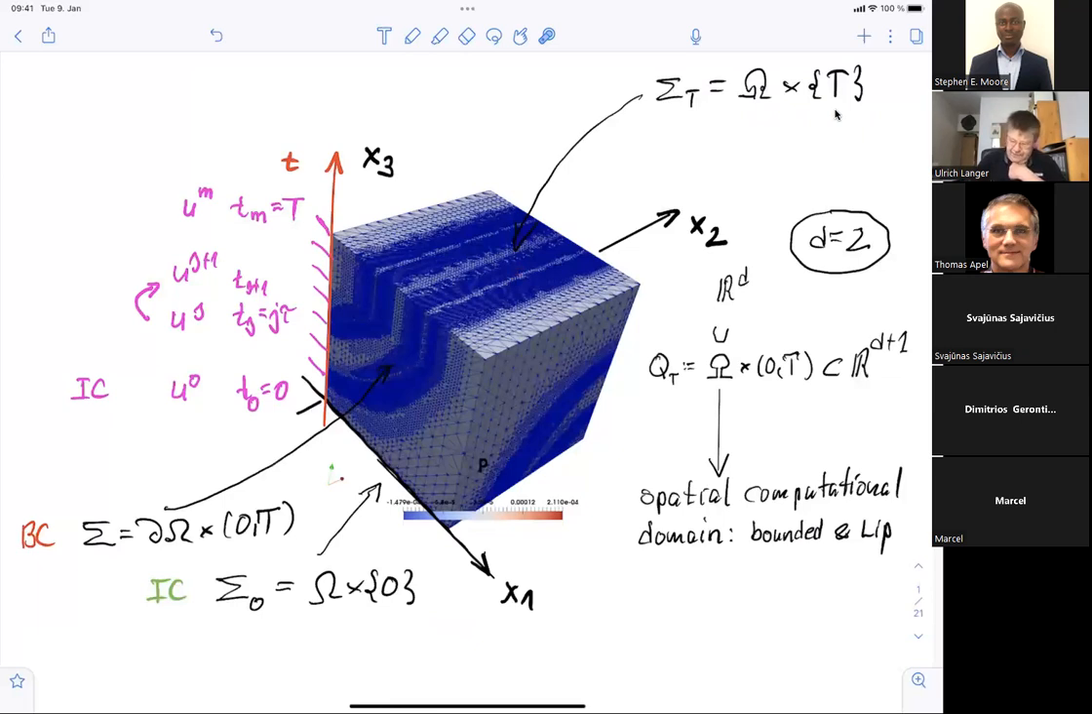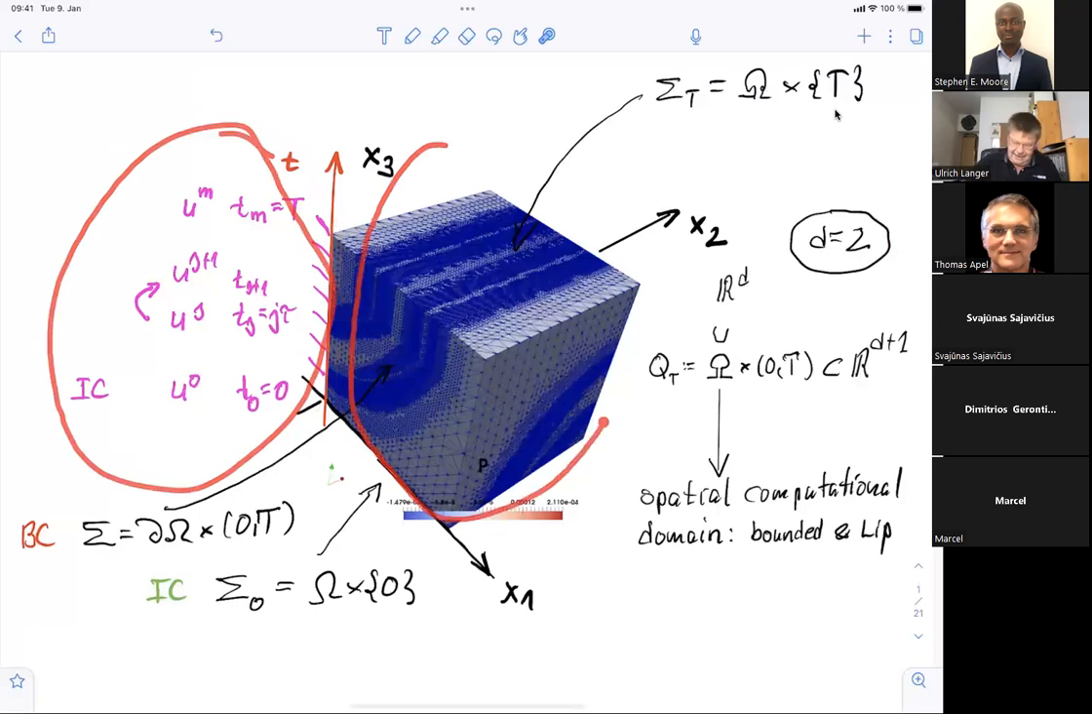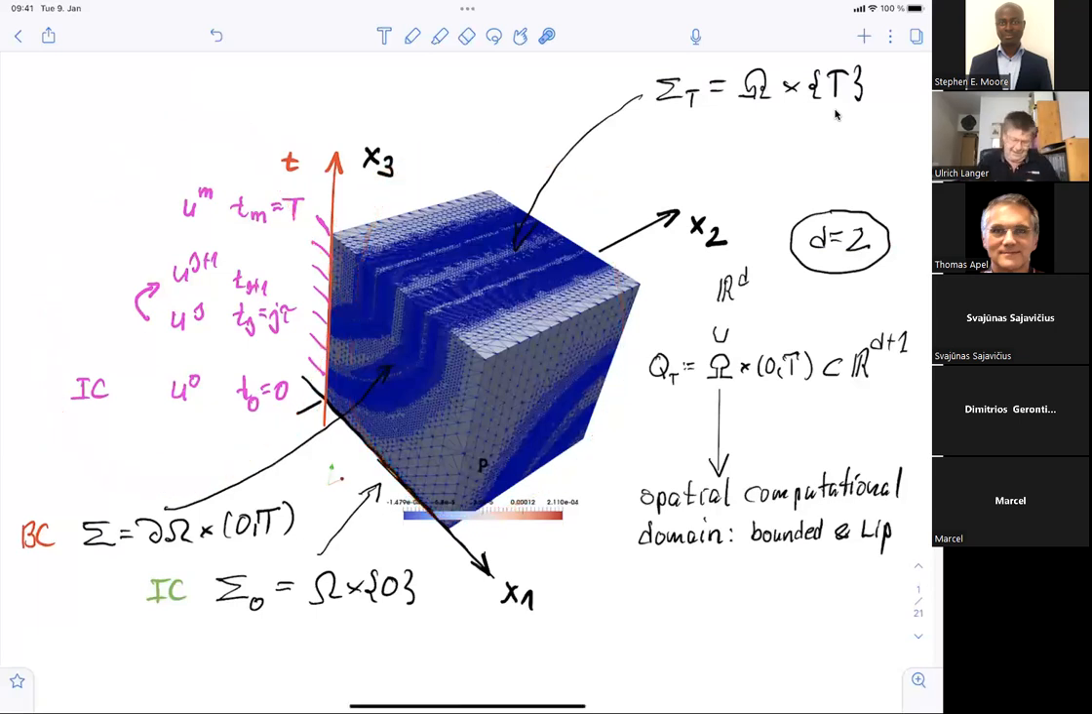This is a picture for T equal to 2. So the space-time cylinder is in R^3. And this is a fully unstructured discretization of a space-time cylinder using adaptivity. And this comes from an optimal control problem, by the way. And on this side, we come back to this, you see traditional time stepping. So here we have traditional time stepping, and here you see the full unstructured space-time discretization, and there's something in between, of course.